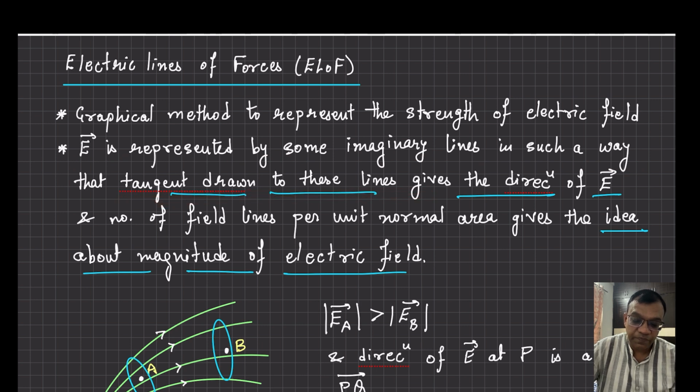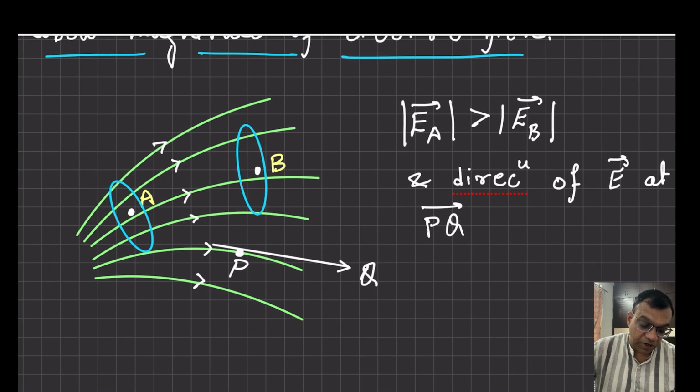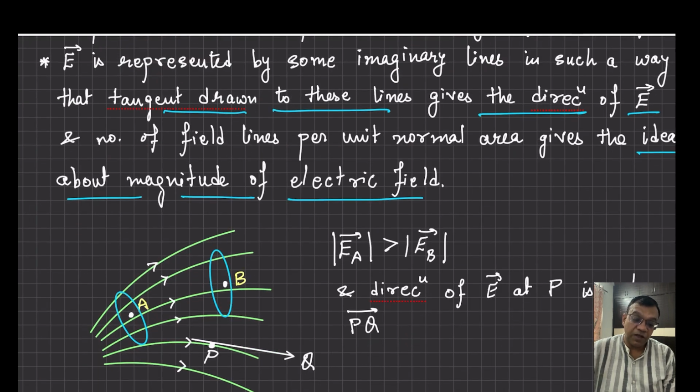to these lines, you see here, some lines have been drawn like this. So if you draw the tangent to these lines, like this here, like this, then this tangent will give you the direction of the electric field. And how many field lines are crossing? You draw one area of 1 centimeter square, then how many lines are crossing? That number of field lines crossing unit normal area gives you the idea about the magnitude of the electric field.